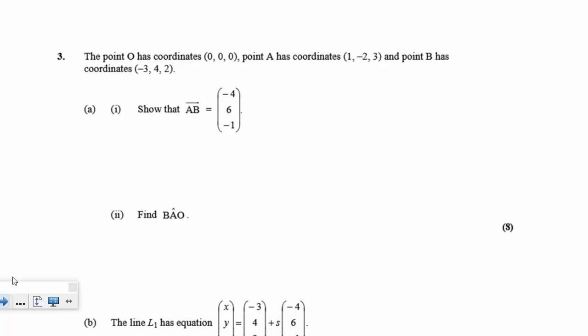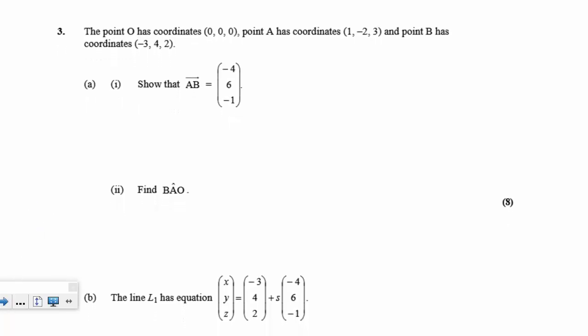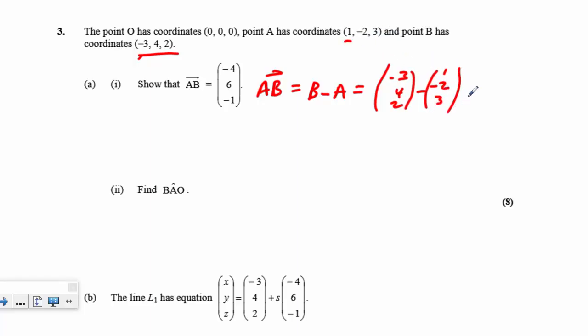Okay, number 3. Show that vector AB is this. Remember, to find AB, we'll just simply take the point vector for B and subtract A from that. So B, they tell me, is negative 3, 4, and 2. I'll subtract A, which is 1, negative 2, and 3.